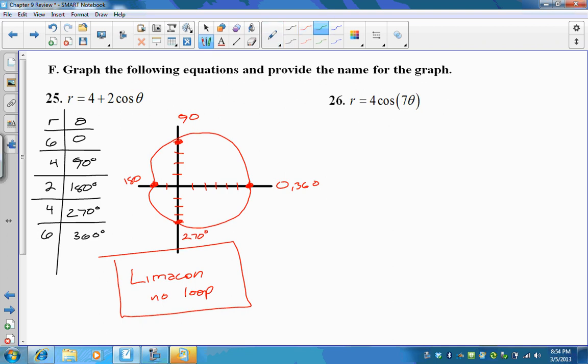26. This is another rose graph, a number times sine or cosine, and then a number times theta. So this is a rose. The number of petals: this is an odd number, so that tells you how many petals there are. If that number was even, you would double it. So there are 7 petals. Each petal is 4 units long.